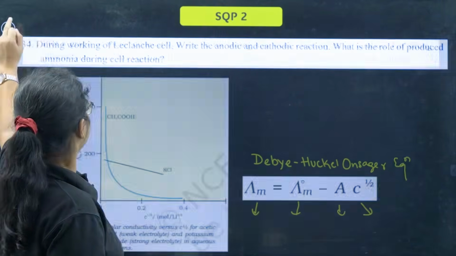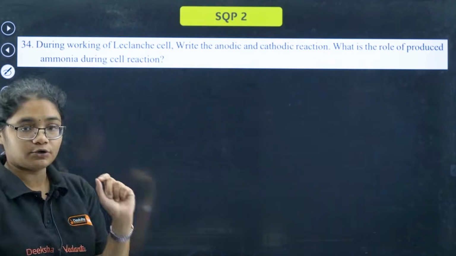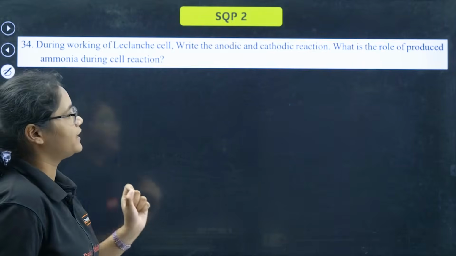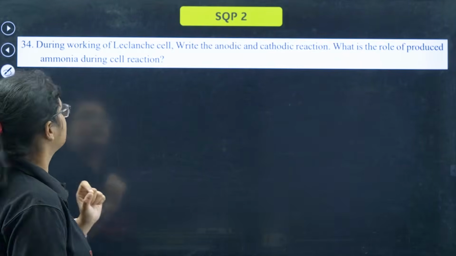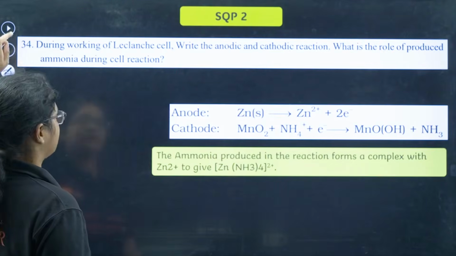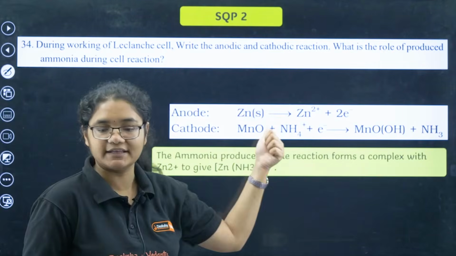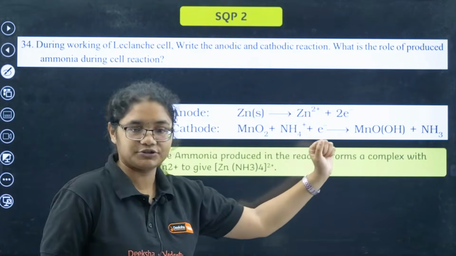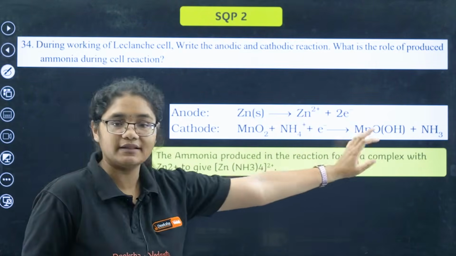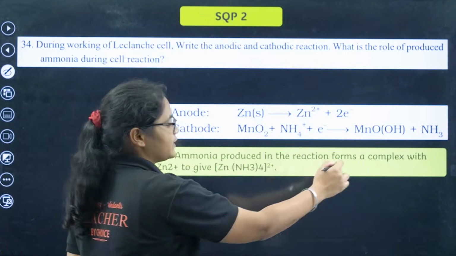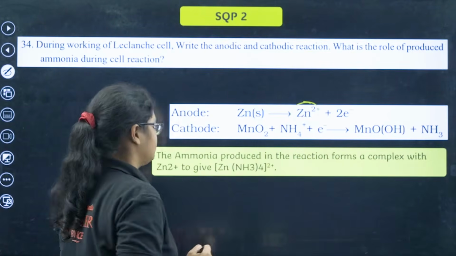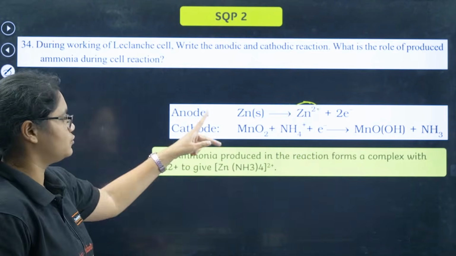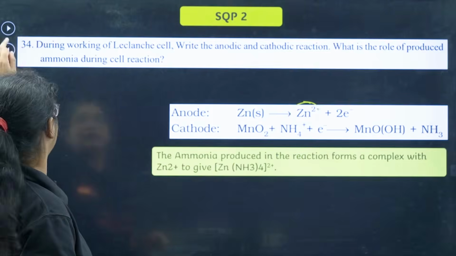Okay, moving to the next sample question paper 2 again of 2025. During the working of Leclanche cell, write the anodic and cathodic reactions and what is the role of produced ammonia during the cell reaction. So in the anodic reaction, zinc undergoes oxidation here, and you have MnO2 which undergoes reduction here. And what is the role of this ammonia that is produced? The ammonia produced in the reaction forms a complex with Zn2+ to give [Zn(NH3)4]2+. Okay, so 3-marker question, 2 reactions and 1 equation, 3 marks you will get.